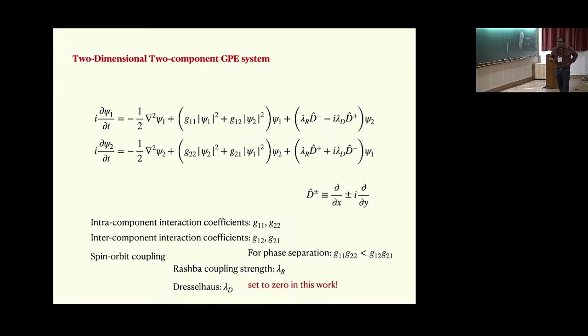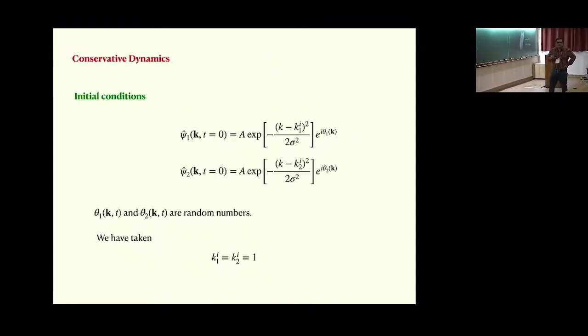It's very well known that you get phase separation if G squared is less than G12 times G21. So what I will do now is play the same game for spin-orbit coupling, but I will kill the Dresselhaus coupling term and keep only the Rashba strength, which I'm going to denote by lambda. First I will start with conservative dynamics, so there's no forcing, no dissipation.